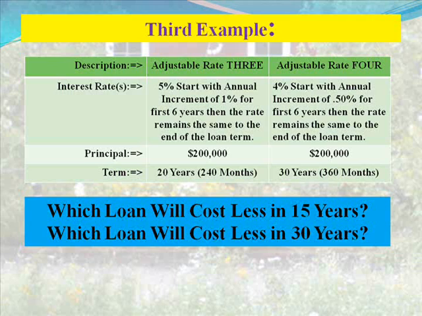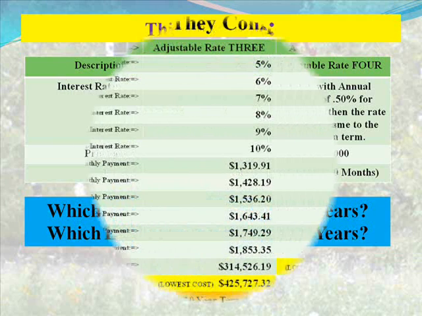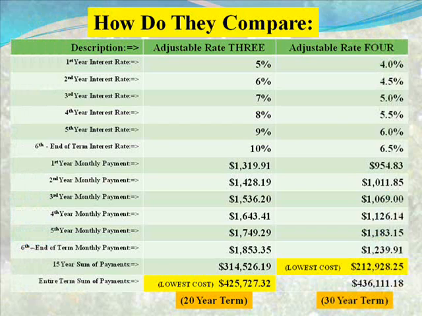So a major difference from before, other than the interest rate difference, is the term for adjustable rate 3 is 20 years, and the term for the adjustable rate 4 example will be 30 years. Which loan will cost less in 15 years? And which loan will cost less in 30 years? How do they compare?